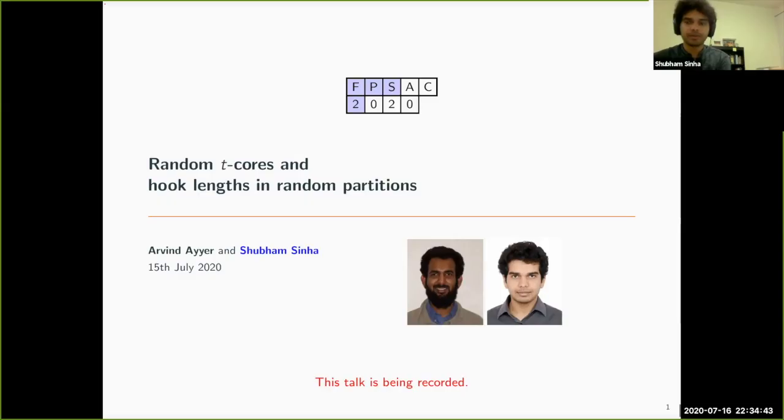Today I'm going to talk about my research work on t-cores of partitions and hook lengths in asymptotic limits. So we'll see what it means soon. This is a joint work with Professor Arvind Iyer from IISc.